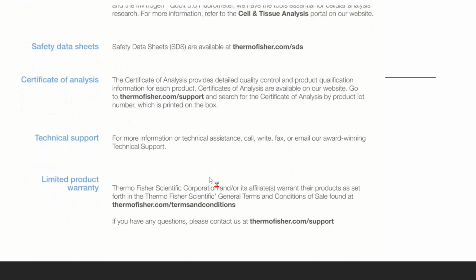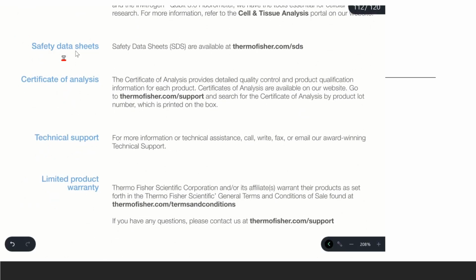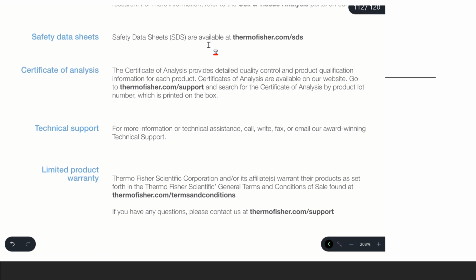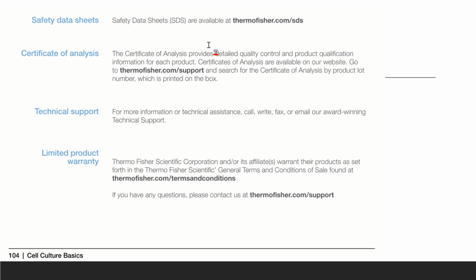That's their products. Safety data sheet. Anytime you purchase something from a company, you immediately go to the safety data sheet so that you can figure out how exactly they want you to culture something.